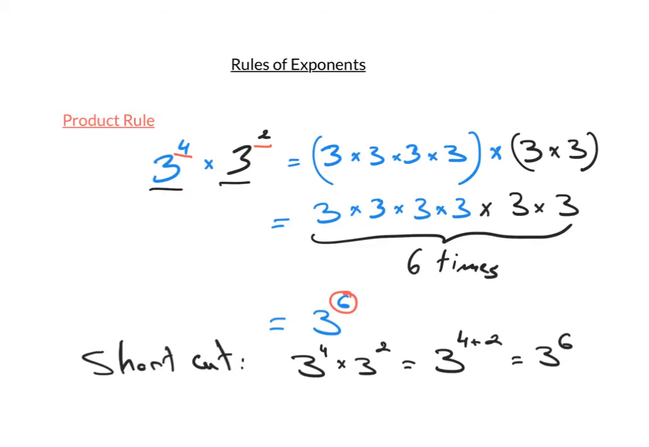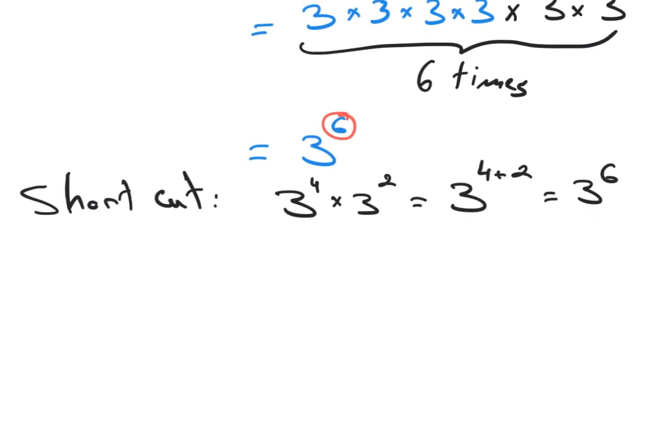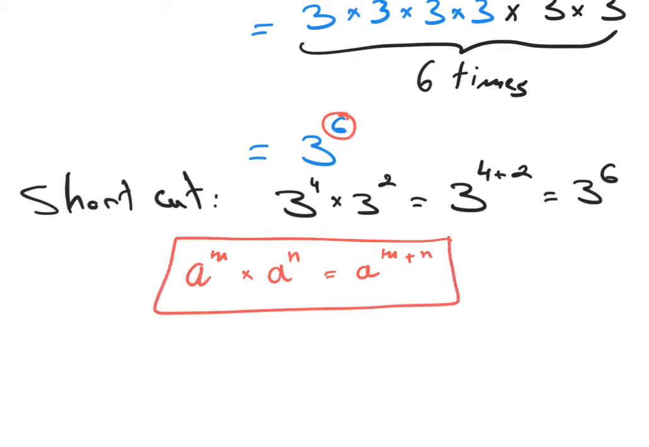So that's the product rule. The product rule says, if I have, for example, a to the n power times a to the n, we're going to keep the base a and we add the exponents. And this is the product rule for the exponents.